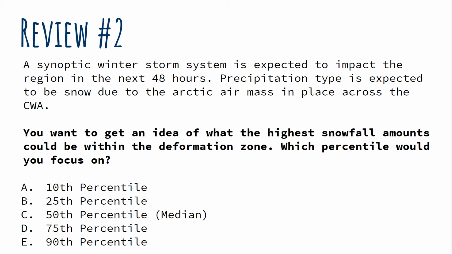All right, so now let's say that synoptic winter storm system is expected to impact the region in the next 48 hours. Precipitation type is expected to be all snow due to the Arctic air mass in place across the CWA. You want to get an idea of what the highest snowfall amounts could be within the deformation zone. Which percentile would you focus on? The 10th, the 25th, the 50th or the median, the 75th or the 90th?